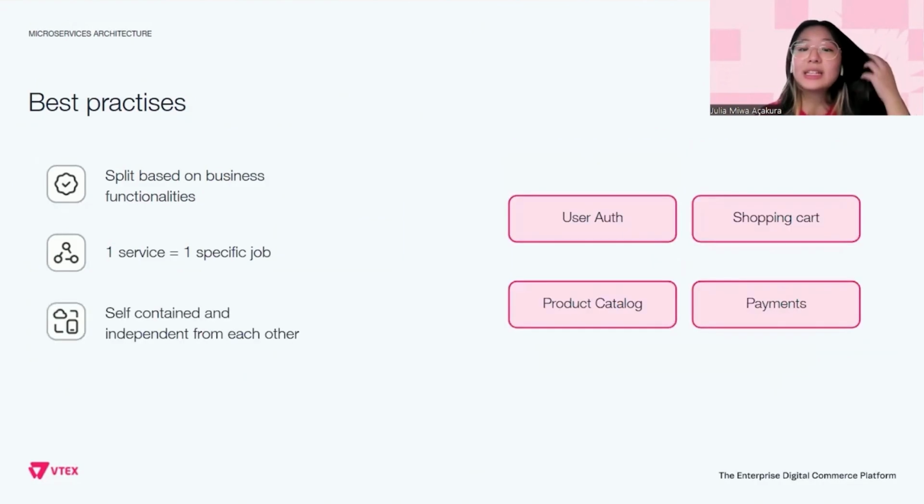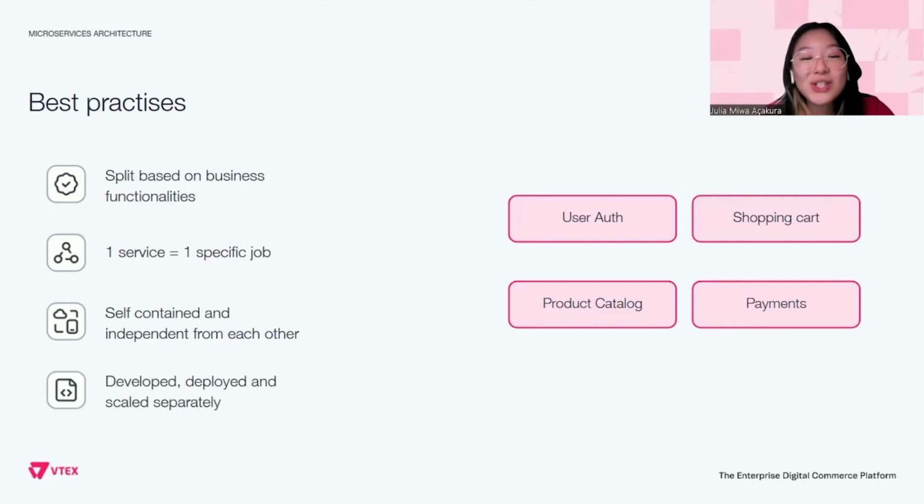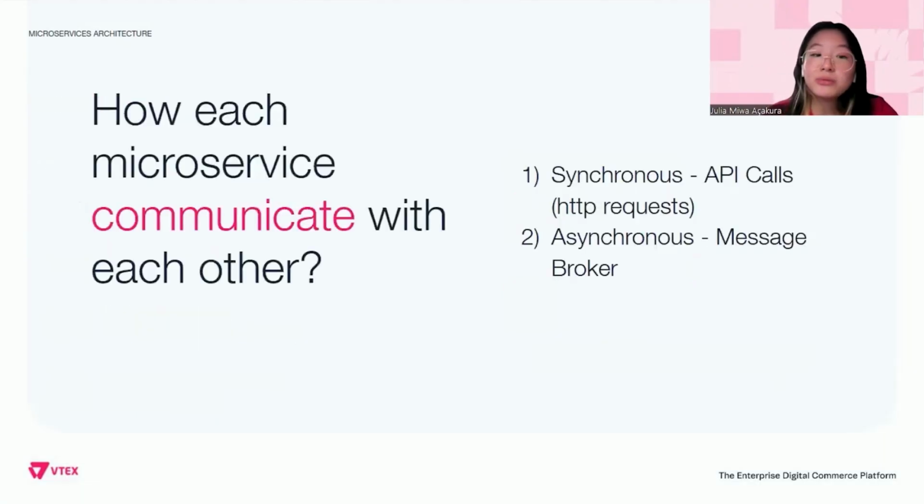And as I said, a very important characteristic of each microservice is that they should be self-contained and independent from each other, which means each service must be able to be developed, deployed, and scaled separately. This guarantees a looser coupling of the system's components and of how each microservice communicates with each other. Overall, they can communicate through API calls in a synchronous way, where each service has its own endpoints and they talk to each other through HTTP requests. Another common way is asynchronous communication via a message broker.